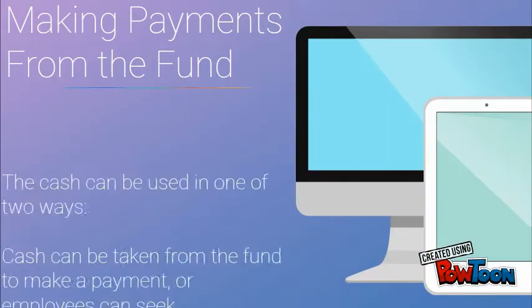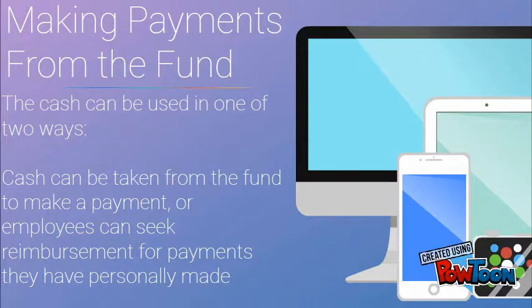Once the fund has been established, the next activity involved is making payments from the fund. The cash can be used to pay for qualifying expenditures in one of two ways. Cash can be taken from the fund to make a payment. Employees can seek reimbursement from the fund for payments they have personally made.